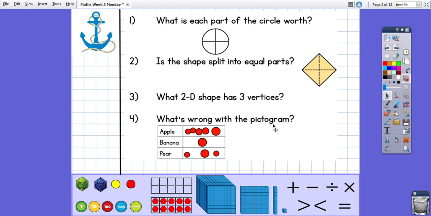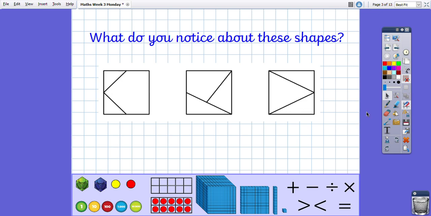Question 4. What's wrong with the pictogram? So you should be familiar with pictograms from when we were doing our learning together at school. And these circles are not all the same size, so they are not fair representations, and there is no key for my pictogram, so I don't know how much a circle is worth. Okay, so on to our learning.